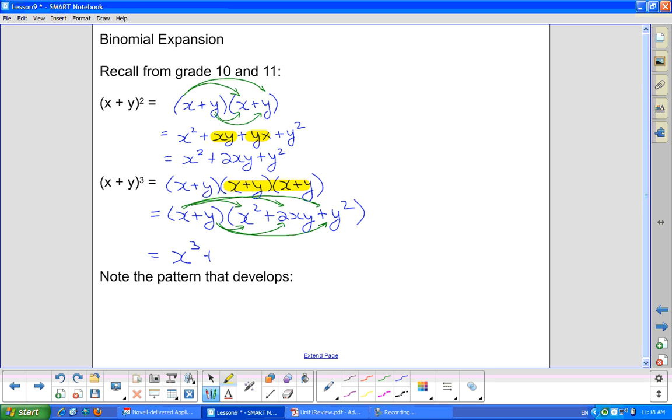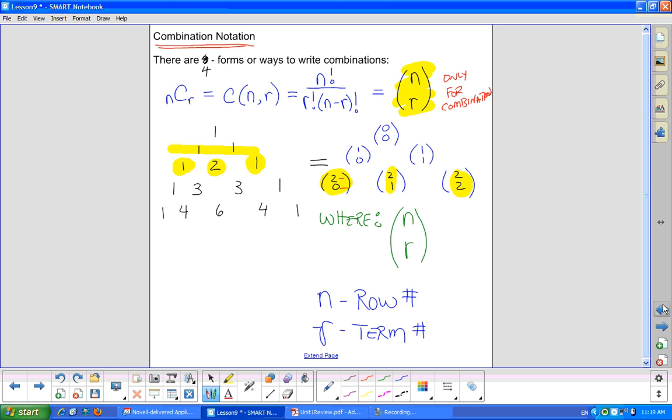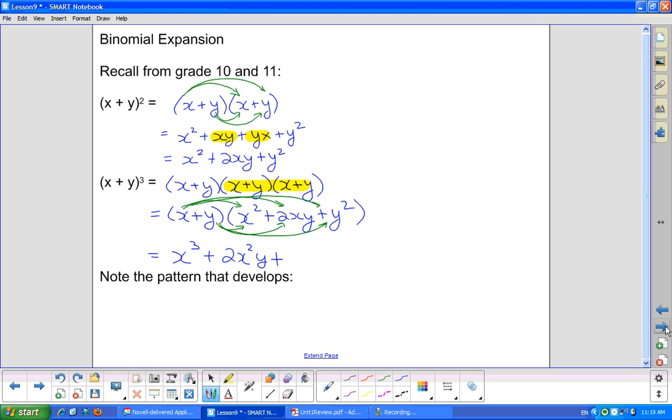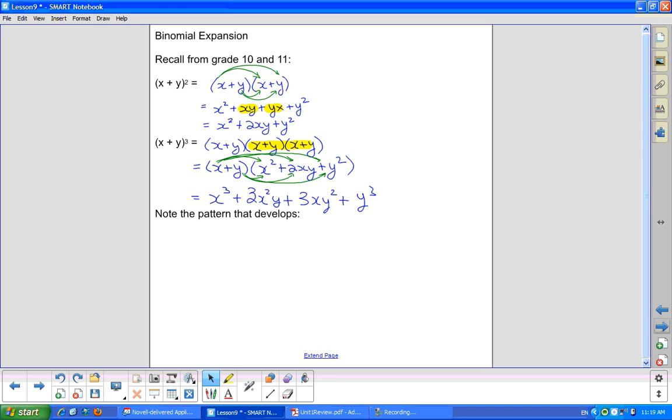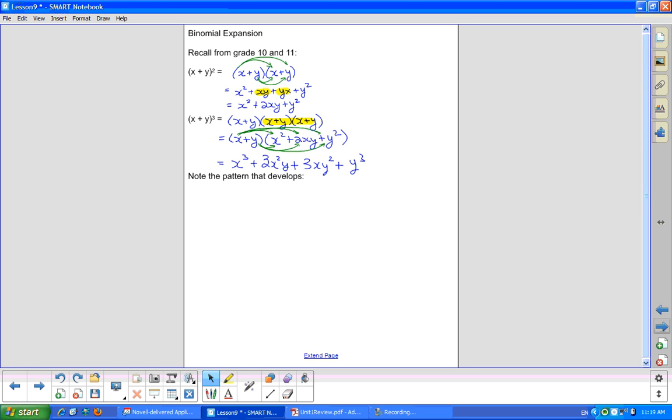So we're going to end up with x cubed plus 3x squared y plus, and then moving on, sorry, it'll be a 3 there, plus 3xy squared plus y cubed. And what I want to look at is the pattern that develops, or what do we notice when we're looking at that. So there's a couple of things I want to point out.